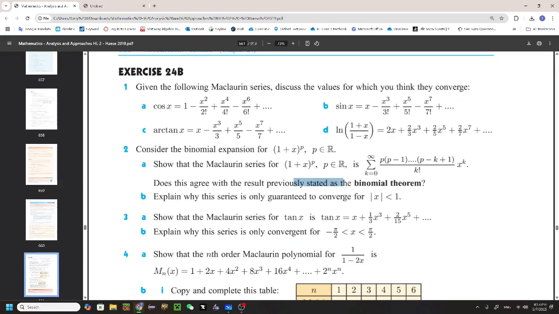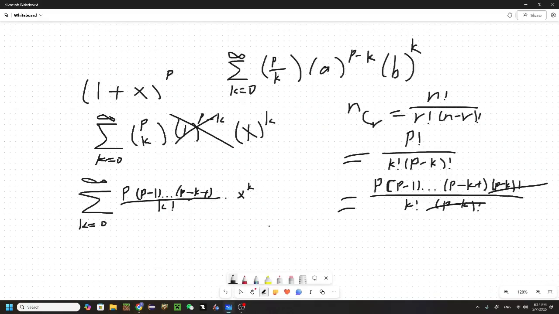Okay, do you agree with the previously stated binomial theorem? Yes, it does seem correct because we used the formulas. And let's see part B: why is the series only guaranteed for absolute value of x less than 1? Okay, let's take a look. I think we can do the ratio test for this possibly. Yeah, let's try the ratio test for this.